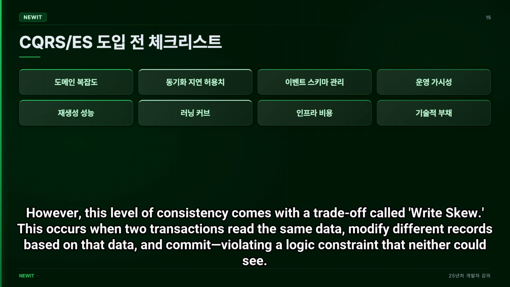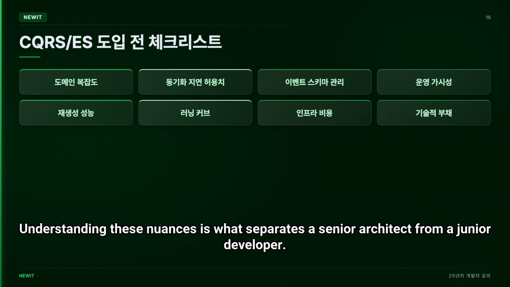However, this level of consistency comes with a trade-off called write skew. This occurs when two transactions read the same data, modify different records based on that data, and commit, violating a logic constraint that neither could see. Understanding these nuances is what separates a senior architect from a junior developer.